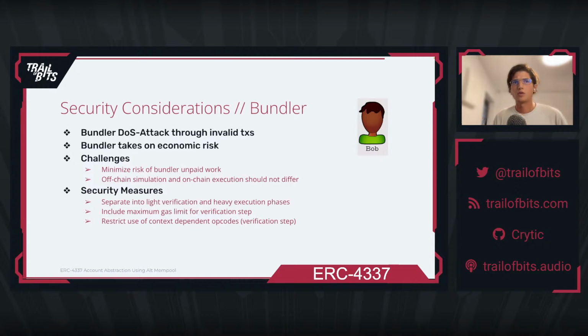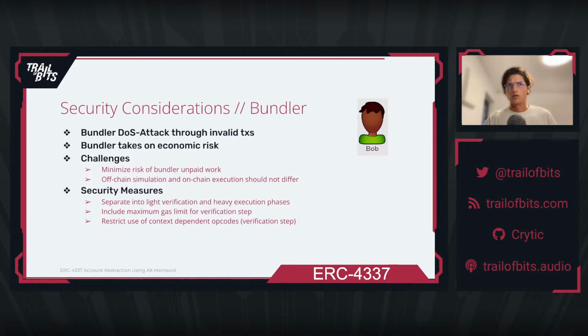We also want to restrict the use of context-dependent opcodes in the verification step. You could easily imagine that Alice, if she was malicious, includes some kind of code that says, after a specific timestamp passes, the user op should revert. Bob simulates the transaction off-chain. It looks good. He sends it on-chain. The timestamp passes. The transaction reverts. Bob isn't paid, and Bob is at a loss.